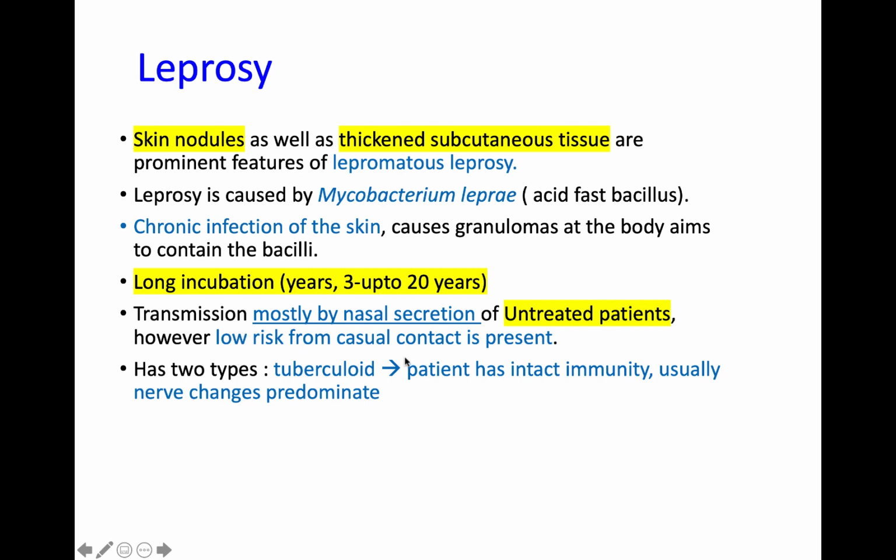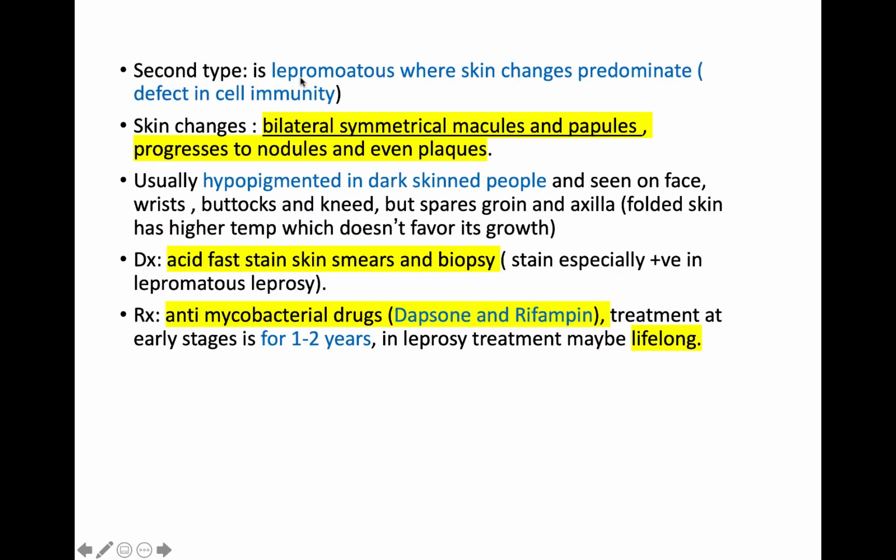Leprosy has two types. Tuberculoid, where the patient has intact immunity, usually never changes, and this is predominant. And then you have the second type, which is lepromatous leprosy, which is much worse, where skin changes predominate, where these patients have a defect in cell immunity. Usually we see that if the patient has good cell immunity, they will probably have the first type. If they have worse cell immunity, they will have the second type, and are more likely to progress into lepromatous leprosy.